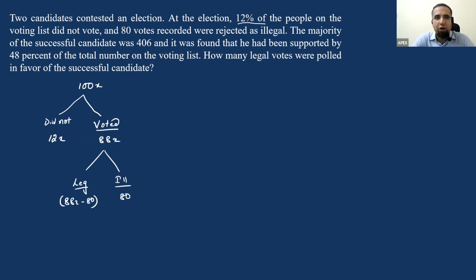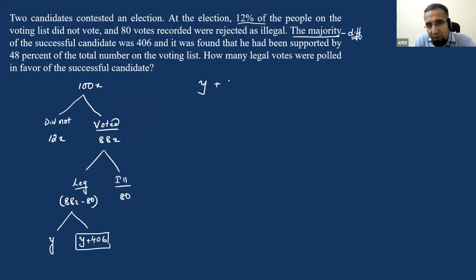The majority of the successful candidate was 406. Now we know that the word majority means the difference between the number of votes by the winner and the number of votes by the loser. So let me assume that if one of the candidates gets Y, then the second gets Y plus 406, because the difference between them should be 406. I'm also told that this candidate was supported by 48% of total votes on the voting list. So I can say that Y plus 406 is equal to 48 percent, which is 48x.